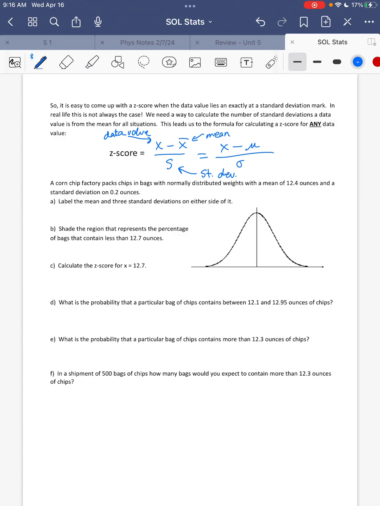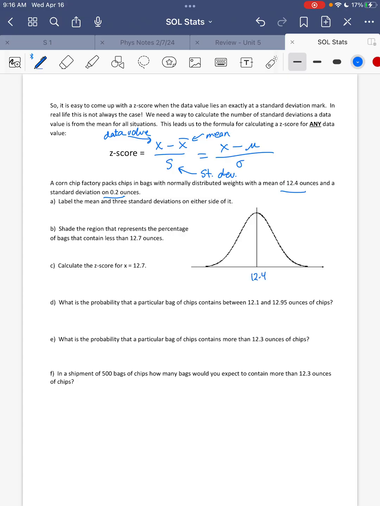All right. So if you want the z-score of something that is just random, that you can't figure out where it falls, then you're going to want to use this formula. So we're going to do that here. All right, so a corn chip factory normally distributed 12.4 ounces and standard deviation 0.2. So I don't have to mark this out right here. Oh, but it says to do that, sorry.